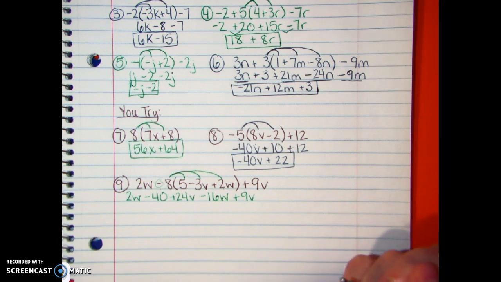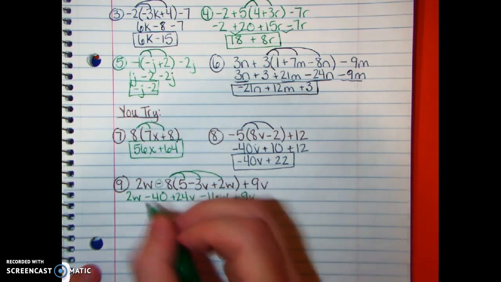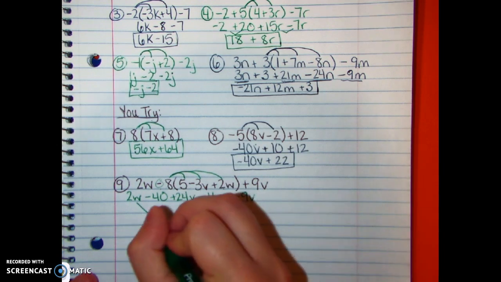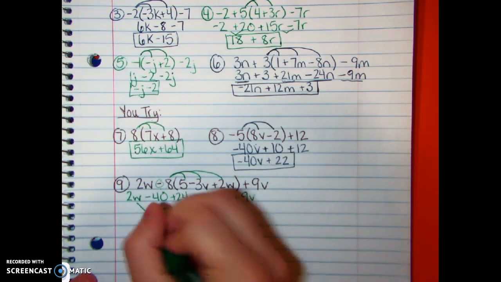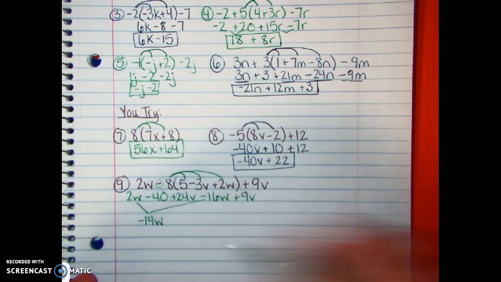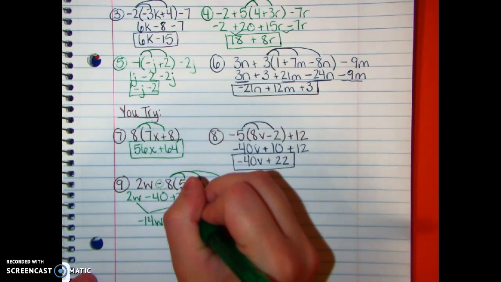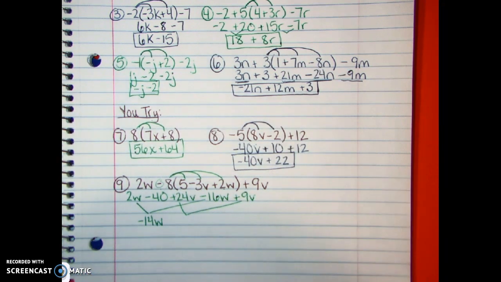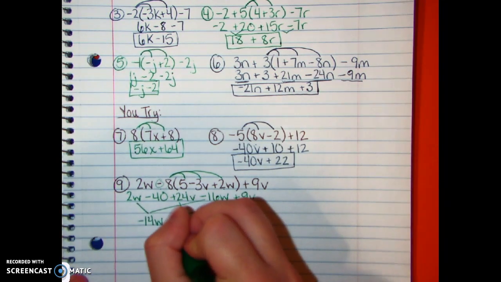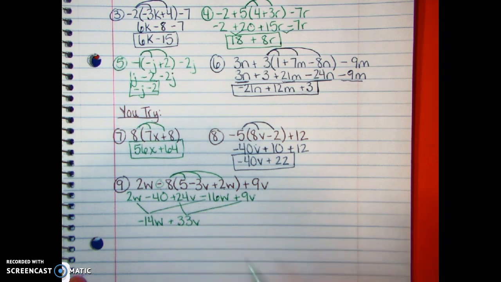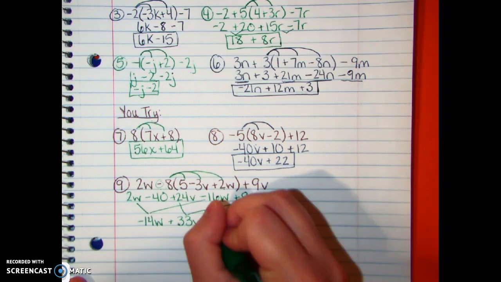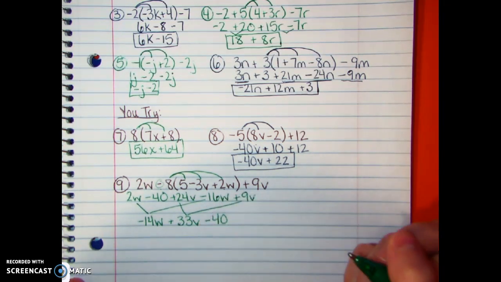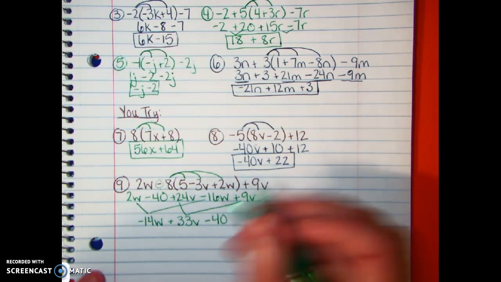Now I'm going to combine any like terms I see. I have a 2w minus 16w, that's a negative 14w. For the v's, I have 24 plus 9, and that's a positive 33v. And let's see, do I have anything else? I have a negative 40, so minus 40. And I think that is all I can do.